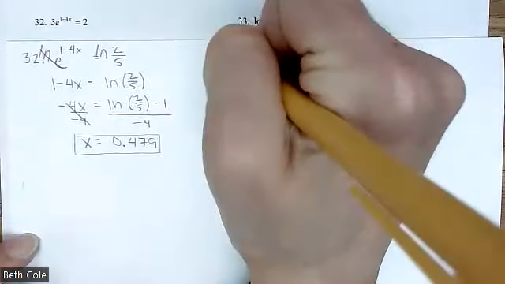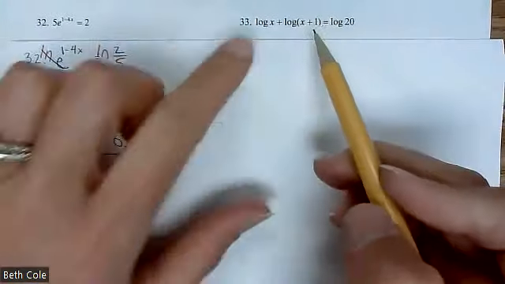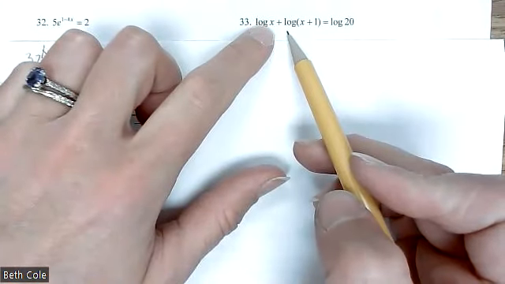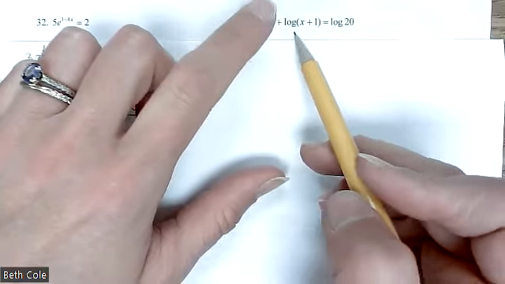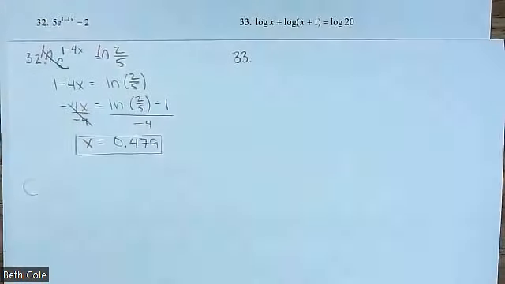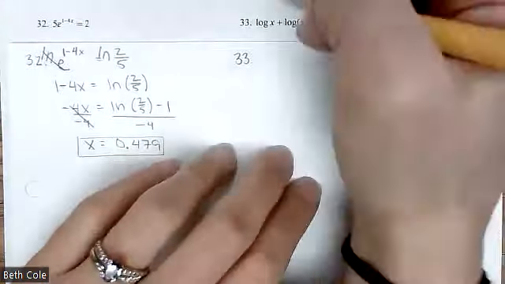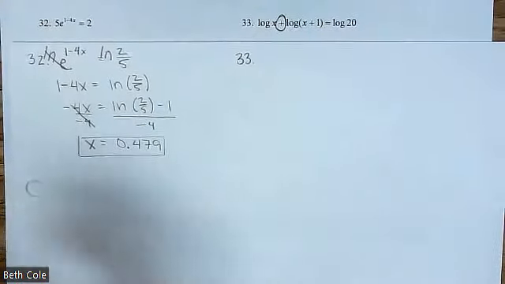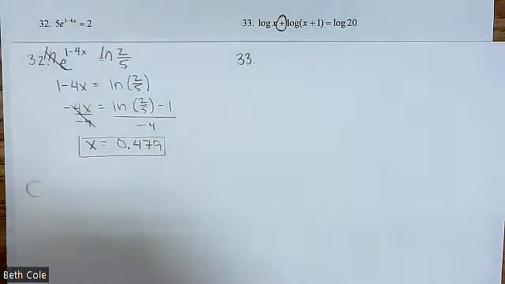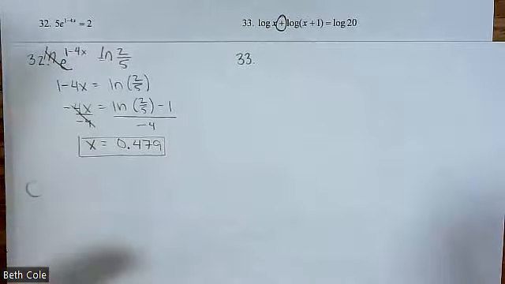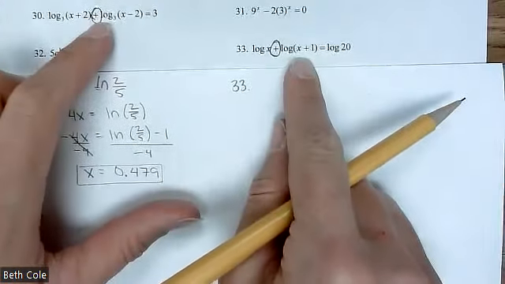Look at 33. Do you see how they both just say log? What does that mean the base is? Okay, but the point is they're the same. Do you see how there's a plus sign? What does that mean we're going to do with the inside? We're going to multiply them. It is the exact same as number 30.